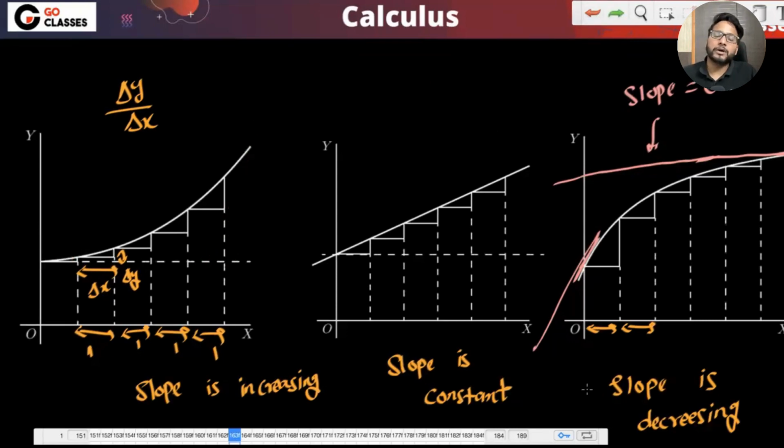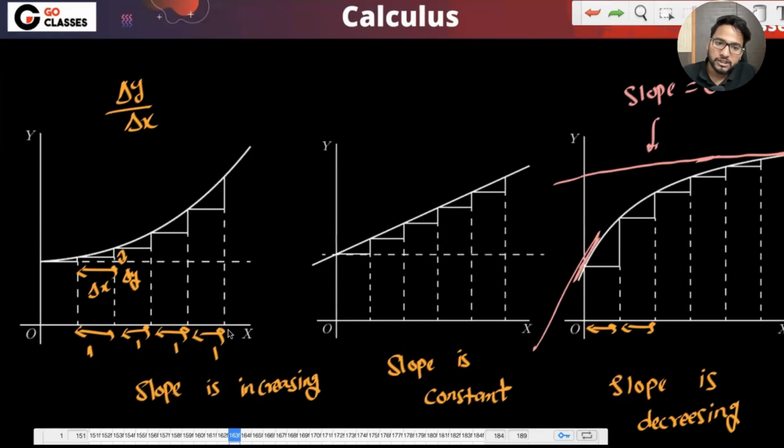Okay. So have you understood these three examples? What I'm trying to convey is that it might so happen that the function is increasing only, but the slope may be constant, may be decreasing, may be increasing. So that's where we need to study the second derivative. The second derivative is actually the change in the first derivative, which means change in the slope.